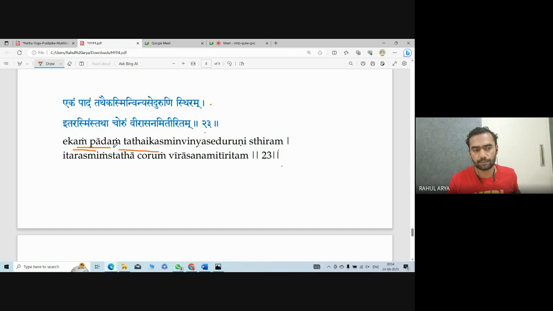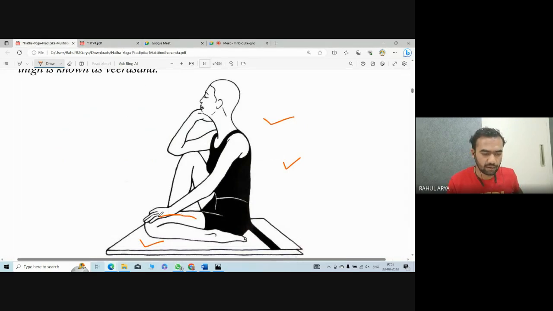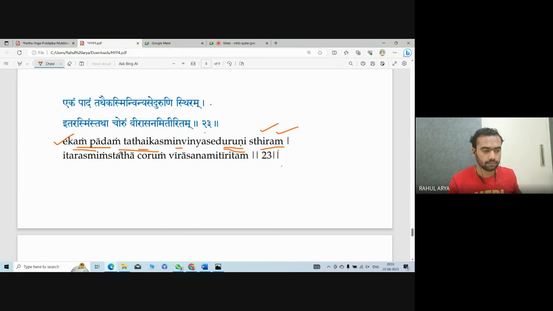Ekam pada means one leg. Tathaikasmin vinyaset durni sthiram, uruni. Now here uruni, uru means thigh. What is the meaning of uru? Thigh. Sthiram means comfortably put there or set there. Ekam padam tathaikasmin means put your one leg on the other side. In the picture you can see one leg put on the other thigh. Itarasmin tatha chorum veerasanam iti iritam, as the same, the other also we should do.